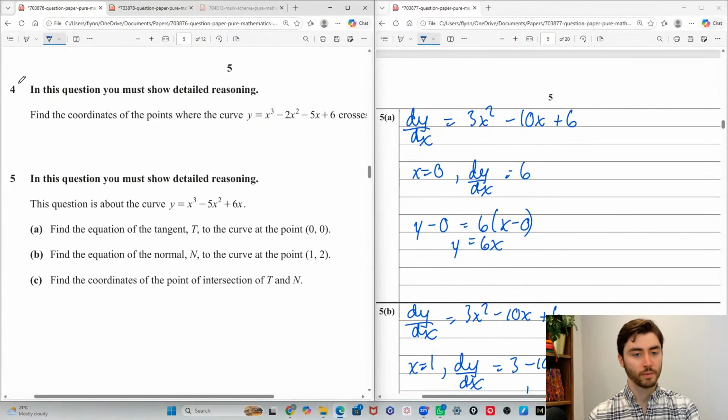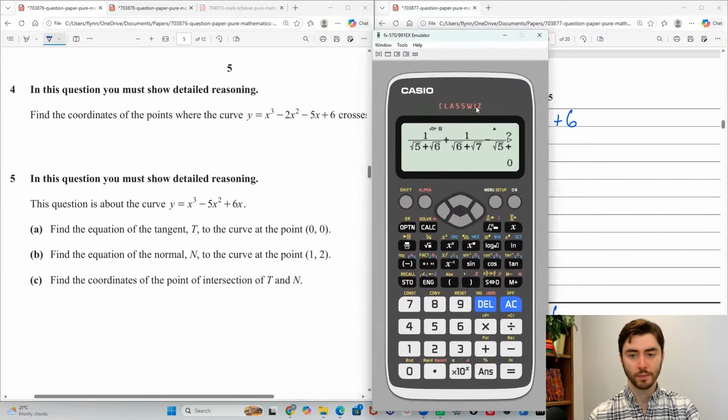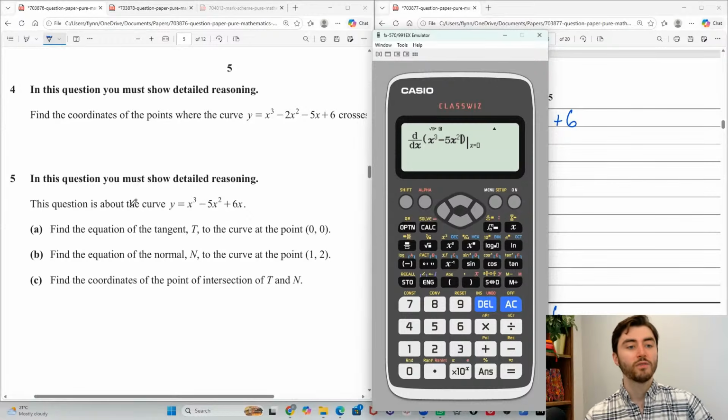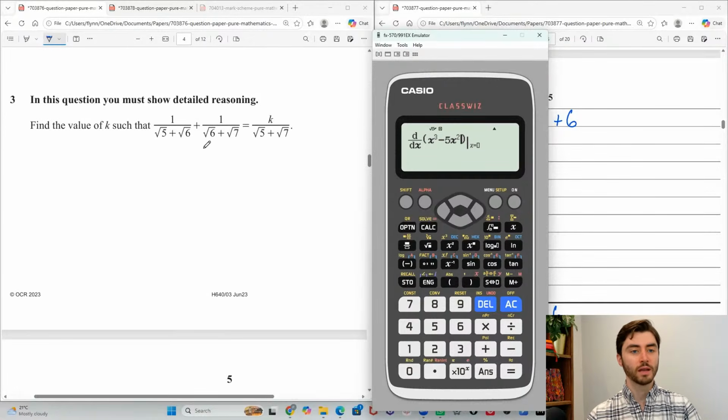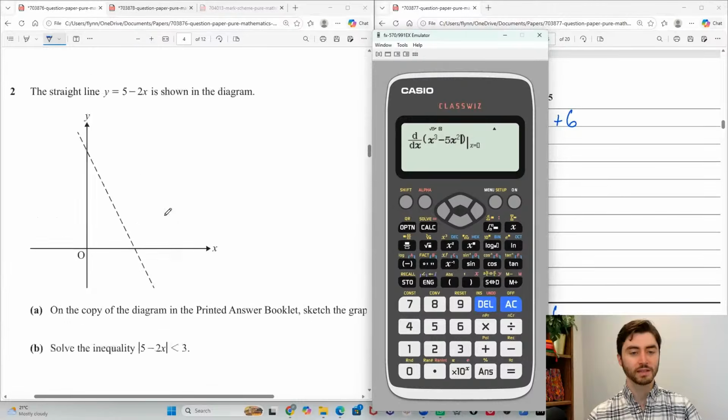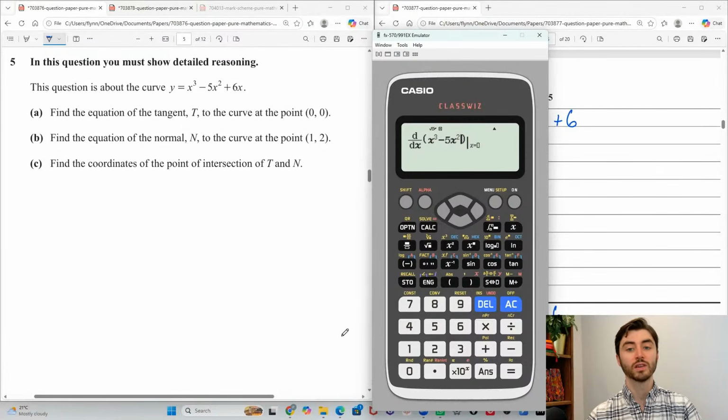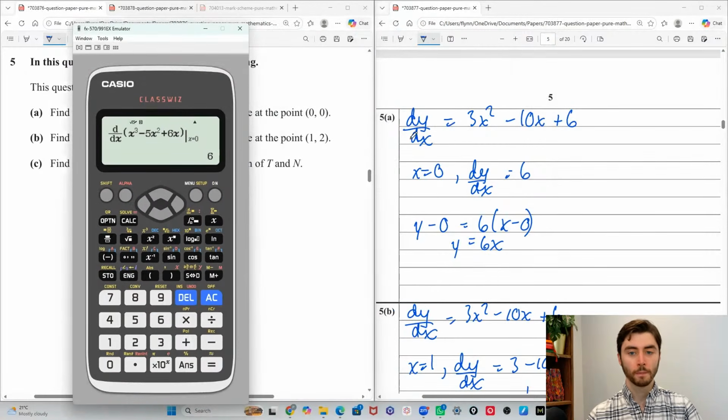Okay, so 5. This will also be nice and simple. We can just differentiate in the calculator. So the differential of x cubed minus 5x squared. The fact that they say you must show detailed reasoning means in all of these cases, you can simply do it on your calculator to confirm that you're correct. So that plus 6x at x equals 0, the gradient is 6. Good. And it goes through the origin. Yes.